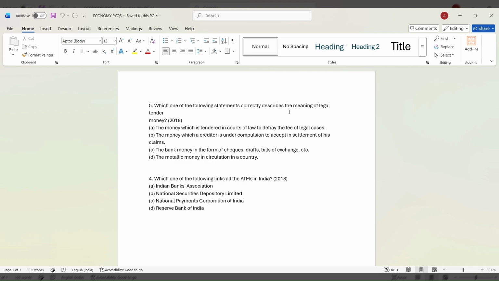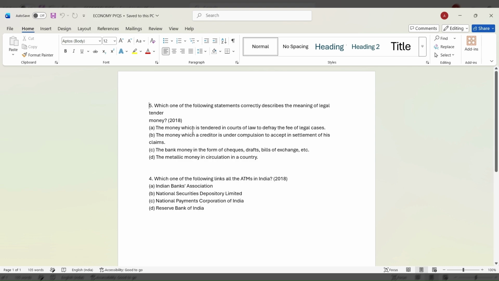For example, you owe someone 500 rupees and now you have to pay that person 500 rupees. So now you are paying him or her the owed 500 rupees, the debt, and the person refuses to accept that. Now it's not possible. He or she can't refuse to accept that 500 rupees note because it's legal tender money. The creditor cannot legally refuse it if it is offered to settle a debt.